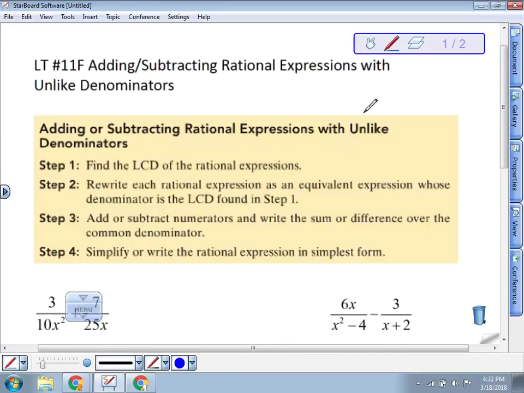Welcome to the notes on adding and subtracting rational expressions with unlike denominators. I like these steps right here just as a guide for you. Step one, find the least common denominator. That's something we've just done in 11E.